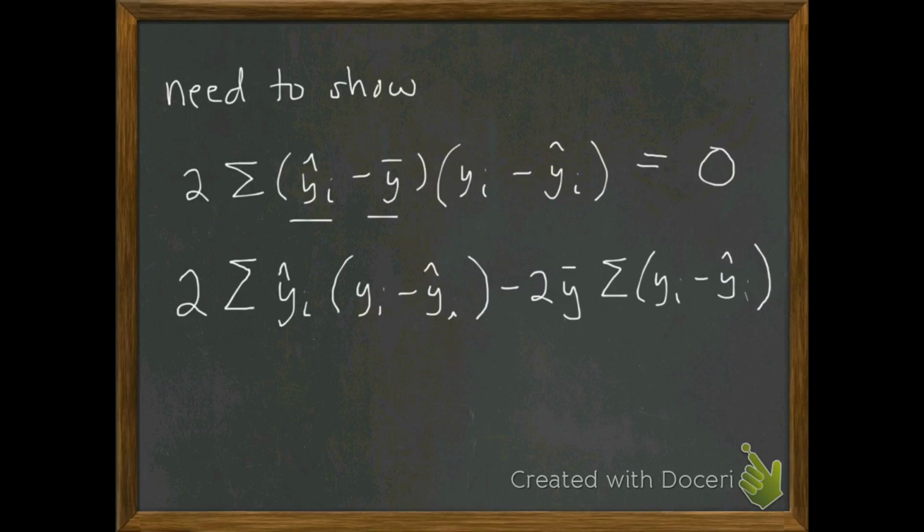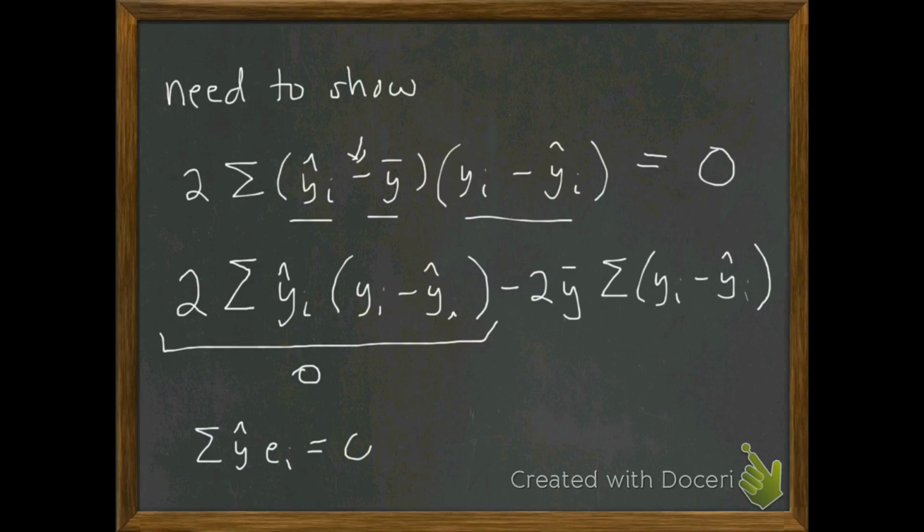Now let me step back and make sure that everything's going good here. We got our 2 times sum, so we can take the y hat out, multiply it by this, take our 2y bar, so it makes that minus because of this minus right here, and then times that. Okay, cool. Now it turns out that this value right here has to be 0 because we can show that the predicted values times the error, that sum has to be equal to 0. And that's exactly what we got.